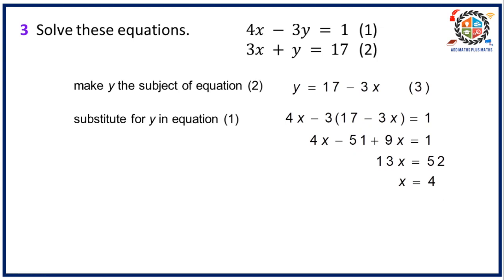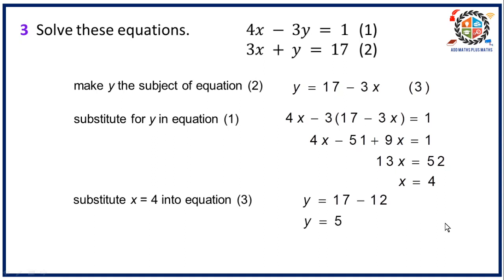Okay, next. Substitute x as 4 into equation number 3. Why? Because you know already that x is equal to 4 and that y is equal to 17 minus 3 times x. And negative 3 times 4 is negative 12. 17 minus 12 will give you y is equal to 5. Therefore, the value of x is 4 and the value of y is 5.